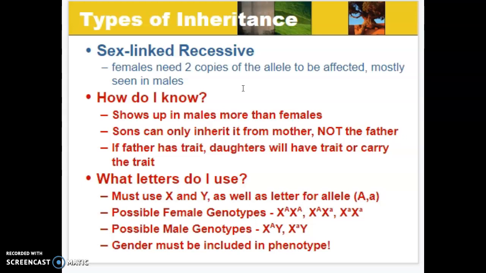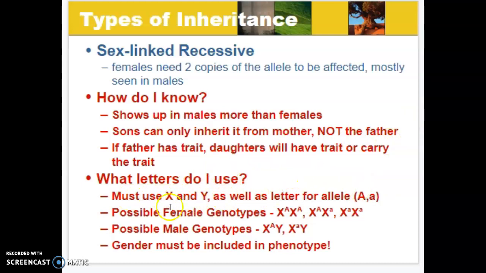So this one is always seen in males more often. Hardly ever seen in females. So again, when you look at it, there'll be a lot more males who have it than females. Sons can only inherit it from the mother. They don't get it from the father. From the father, they get the Y chromosome, so they can only get this one from mom. Some daughters do have it, like color blindness. They got the father's X, and the mother could give her X, the bad X, and then she'd be colorblind. But generally, if the father has the trait, the daughter will be a carrier, because he only gives her his one X.